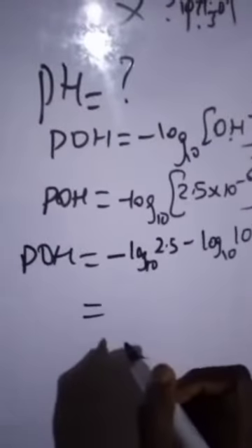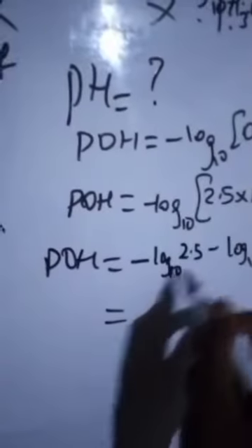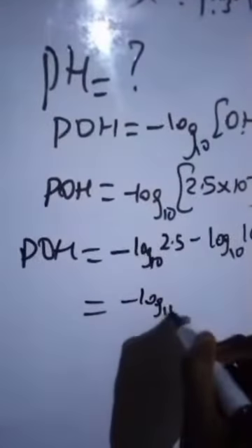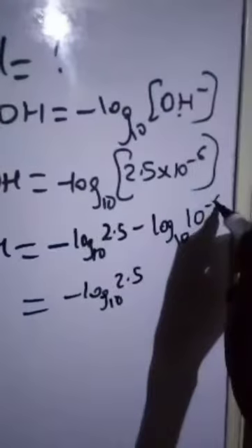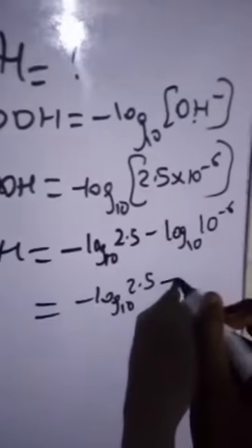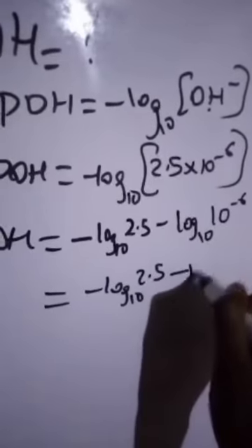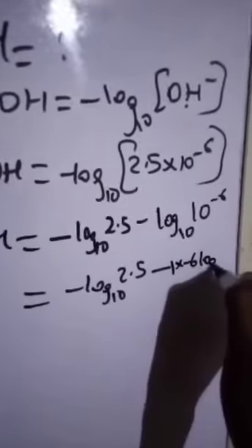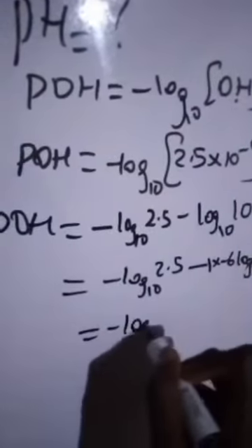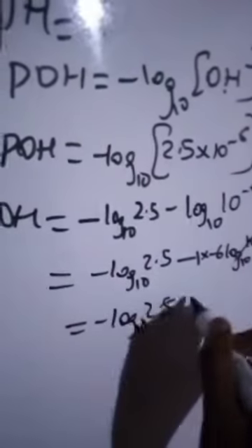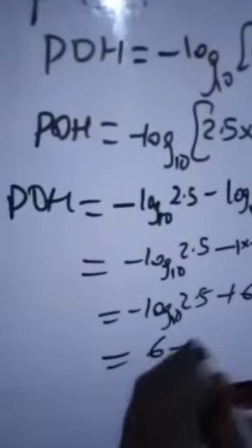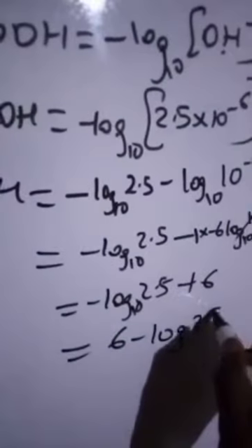So we are going to have something like minus log base 10 2.5. These minuses will come to the front, so you are going to have what? Minus times minus 1 times minus 6 log 10 base 10. So this will cancel out. You have minus log base 10 2.5 minus 1 times minus 6, that's what? Plus 6. So you have 6 minus log 2.5.